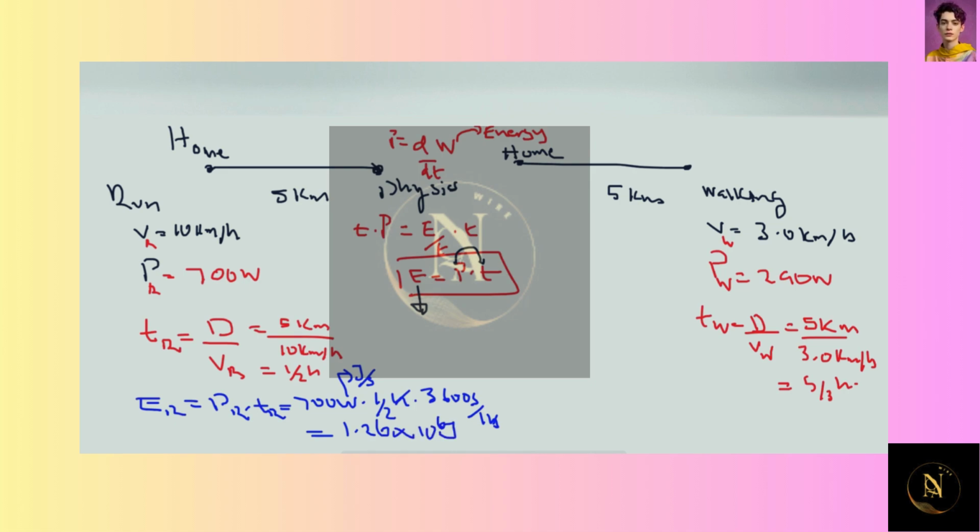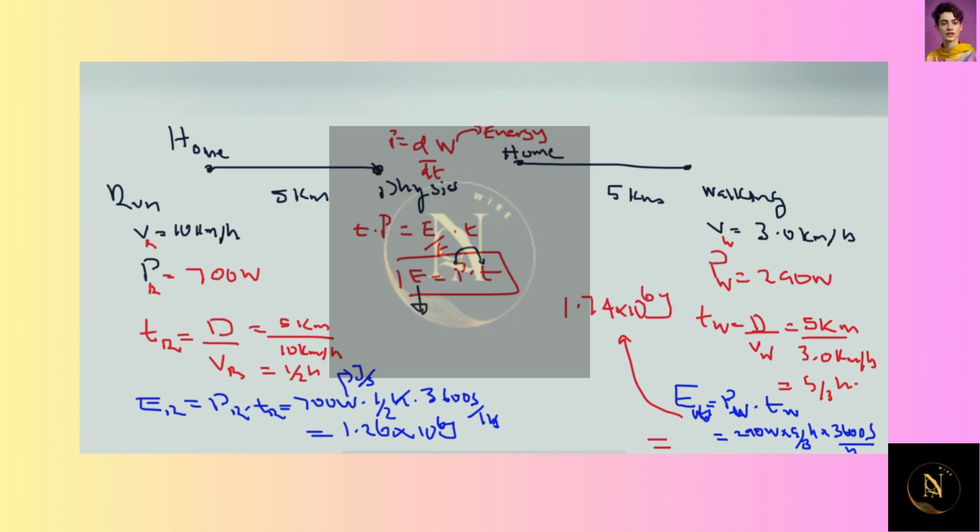You do the same thing for when you're walking. The energy when you're walking equals the power when you're walking times the time when you're walking. So the power is 290 watts times 5 over 3 hours. You still have to change that to seconds, which is 3,600 seconds in every hour. And it's going to give us a final energy when you're walking that seems like it's higher. It's 1.74 times 10 to the 6 joules.